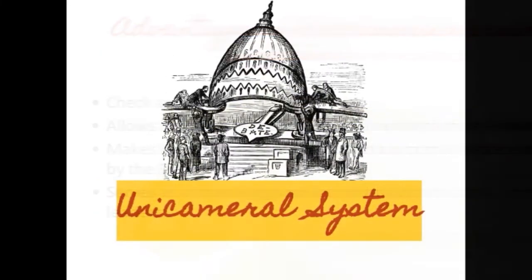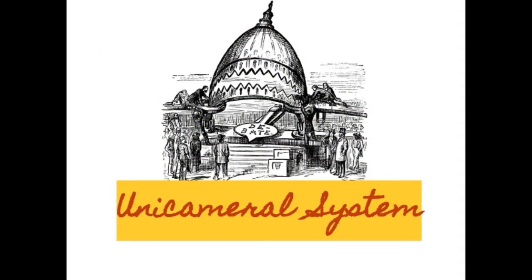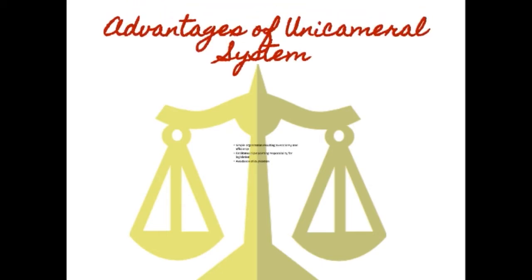The counterpart of the bicameral legislative system is the unicameral legislative system, which means having a single legislative chamber. So instead of having both the Senate and the House of Representatives, we only have one. And again, you may pause this video if you wish to take this down.